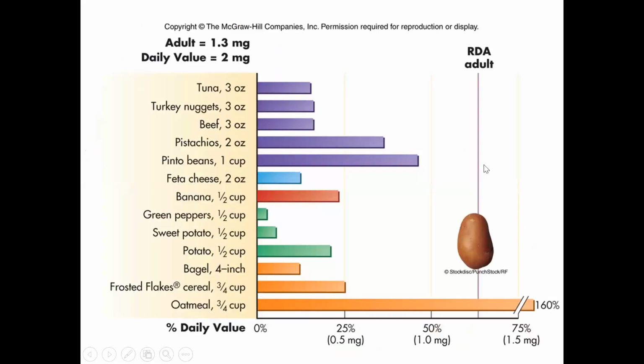So here's the RDA for an adult, showing you a potato, which is a reasonable source. Here are the different meats and nuts. We find it in some fruits and vegetables and whole grains, and sometimes it's fortified into foods as well.